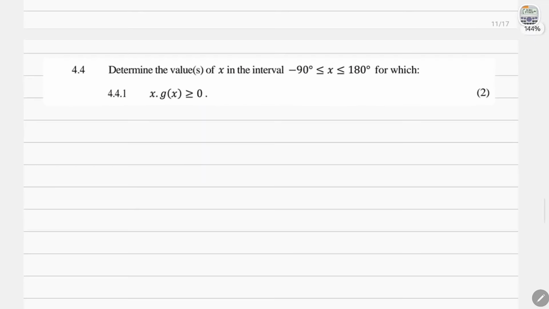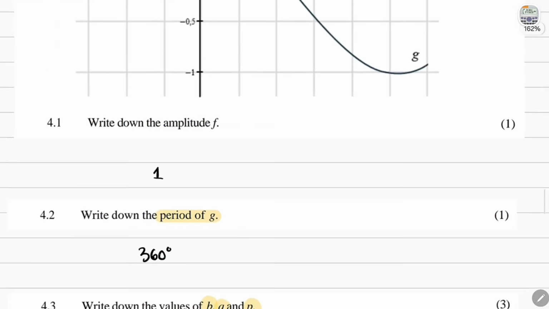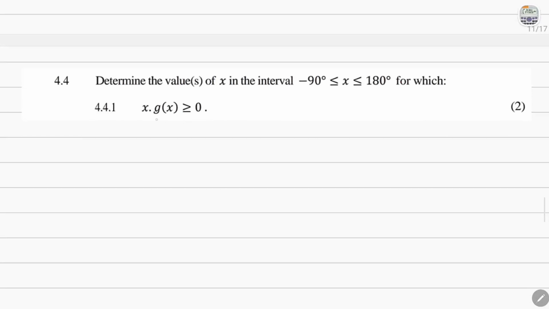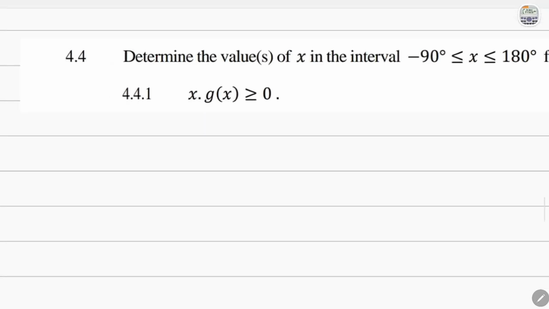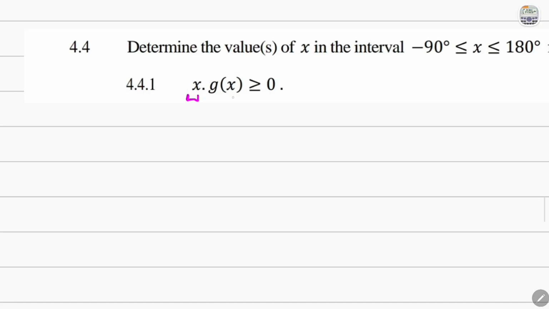Question 4.4 says determine the value or values of x in the interval. So in this interval they have given us here, for which, and the first question is x multiplied by g of x is greater than or equal to 0. Okay, so the focus is on the graph of g. So you see that we're saying x multiplied by g of x. Remember that g of x stands for y. So what they're saying is when you take the x values, okay, and you multiply it by y values of g, they give you a value greater than or equal to 0.